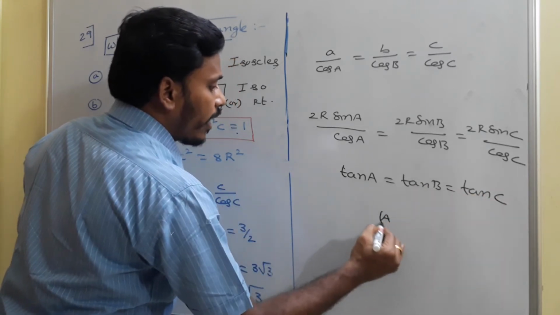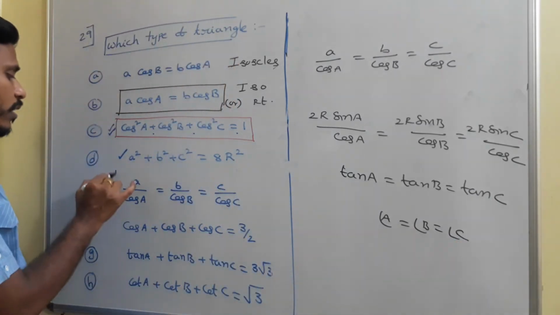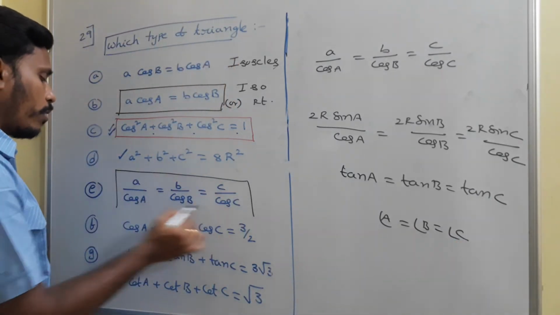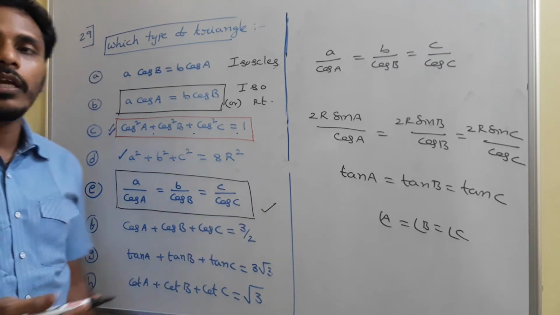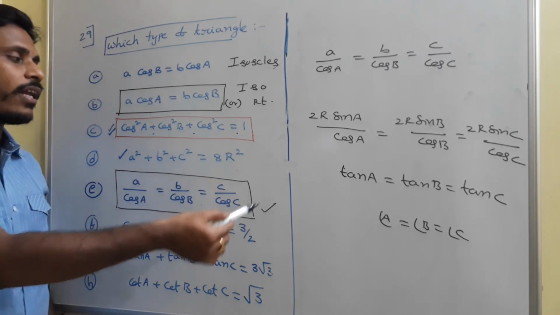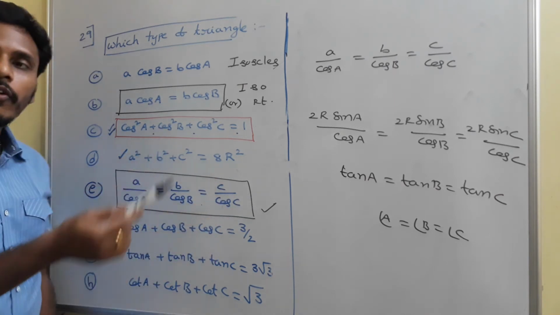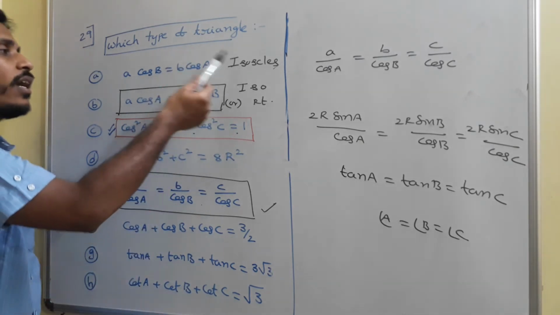Tan a, tan b, tan c equal, in the sense that angle a, angle b, angle c are equal. So for a by cos a equals b by cos b equals c by cos c, the triangle is clearly equilateral. So look there, for this fifth bit, E, the triangle is equilateral. For C and D, right angle. For B, isosceles or right angle. For A, it is isosceles.